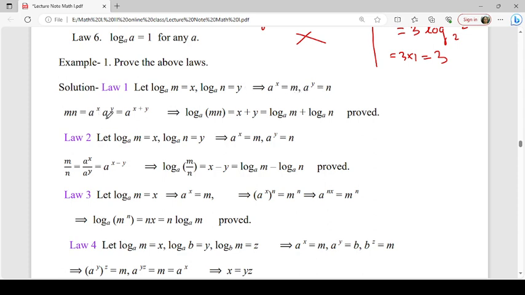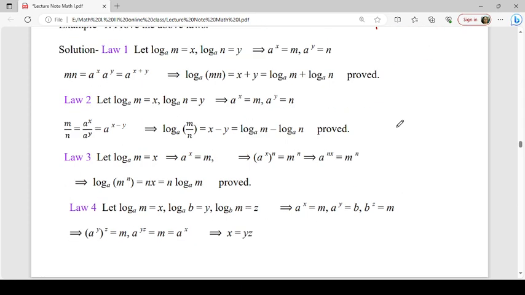And we know these laws of indices: a to the power x into a to the power y is a to the power x plus y, because the bases are the same, so the power is x plus y. Then in place of x and y we write log of m to the base a and log of n to the base a, and we get this one. These are the laws of logarithm. We are proving like this, very simple.